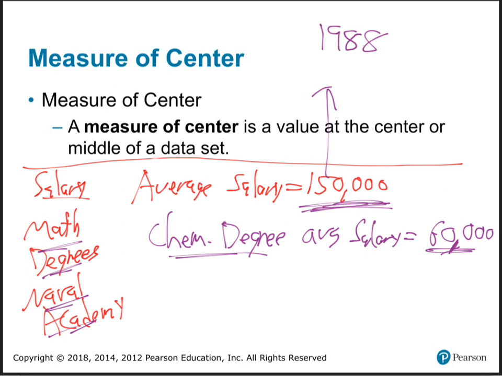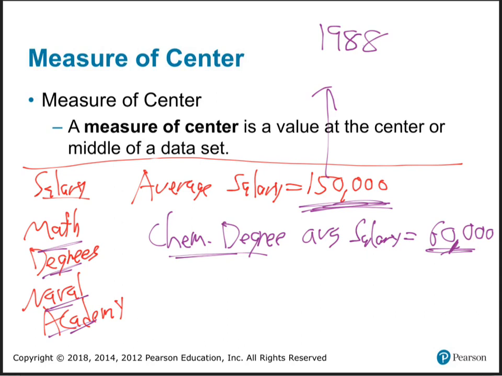Because there was a certain individual that graduated from the Naval Academy, I think in 1988 or so. He took that math degree from the Naval Academy, and then he went on and played basketball, and he did quite well. David Robinson. Yeah, David Robinson has a math degree from the Naval Academy. And David Robinson's salary, obviously, was very, very, very big. My point is, it throws the average way off, doesn't it?